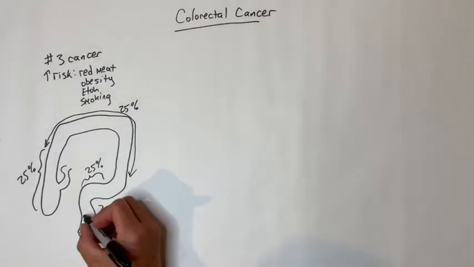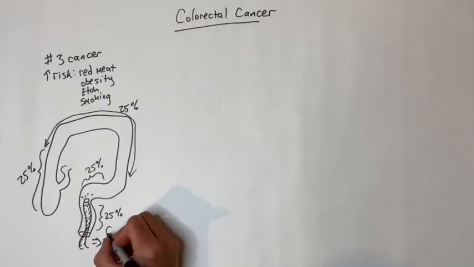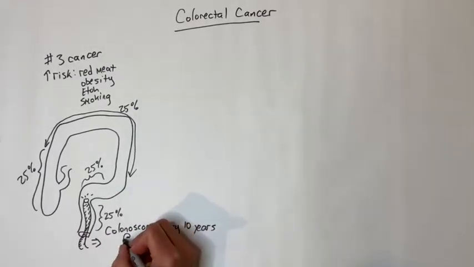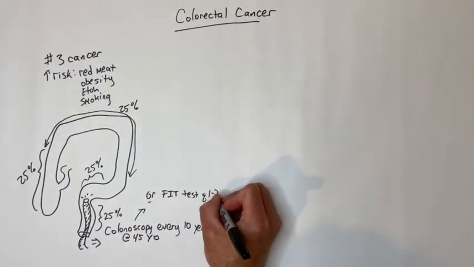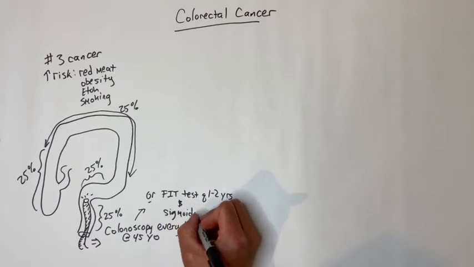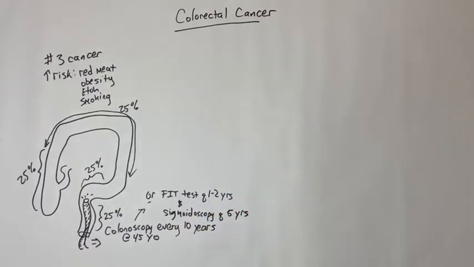Screening should be a colonoscopy every 10 years starting at age 45, or annual fecal occult blood testing with FIT testing, and sigmoidoscopy every 5 years. As we just learned, 50% of cancer is in the rectum or sigmoid, so you could at least see those, although it's best still to do a full colonoscopy if you can.